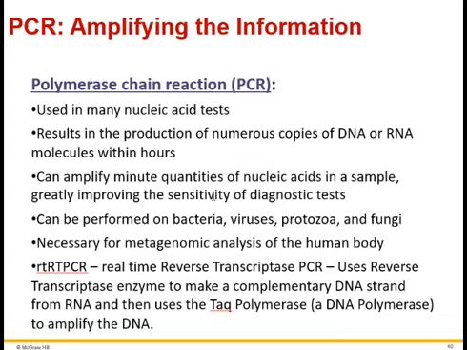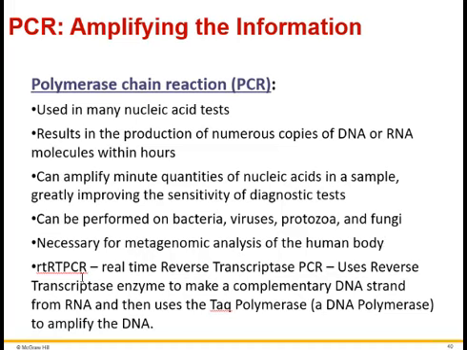But it can amplify them to improve the sensitivity. So if you even have just a tiny bit of something, you can amplify it enough that it can be detected. And they can use it on bacteria, they can use it on viruses, they can use it on any kind of organism, eukaryotic, prokaryotic, or even a virus. And it's necessary to do metagenomic analysis of the human body. So when they were doing the microbiome tests, they were using PCR to amplify the DNA so they had enough copies of it to detect it.